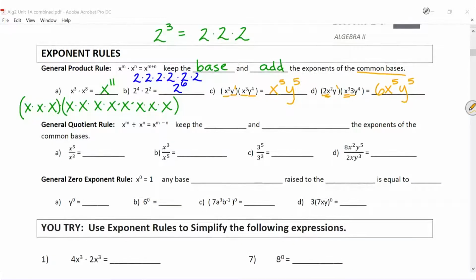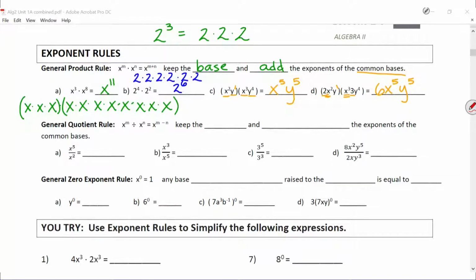That's the general product rule. You keep the base and add the exponents of the common bases. So in the general quotient rule, it is x to the m divided by x to the n, and that's going to be equal to x to the m minus n. Let me give you an example of that.